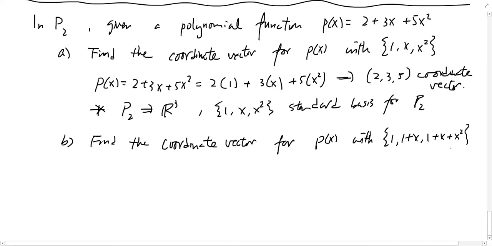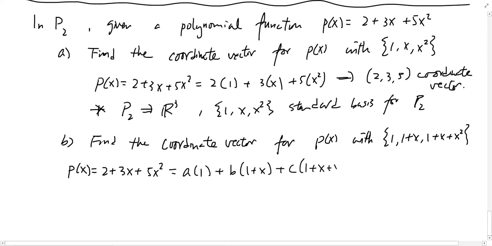And so now, the basis is not the same as the quote-unquote standard basis for P2, and therefore it's not just going to be the coefficients. But hopefully some of you notice what's going on here and recognize what we're doing. If you do, you probably already know the answer, but if not, let's go through the process. So P of x is equal to 2 plus 3x plus 5x squared. And that is equal to some coefficient times 1 plus some other coefficient times 1 plus x plus some other coefficient times 1 plus x squared.